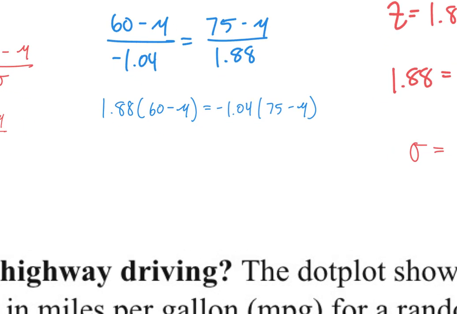Okay, we can do different things. Maybe we'll just distribute though. So first do 1.88 times 60. And then negative 1.04 times 75. That's 78, negative 78.